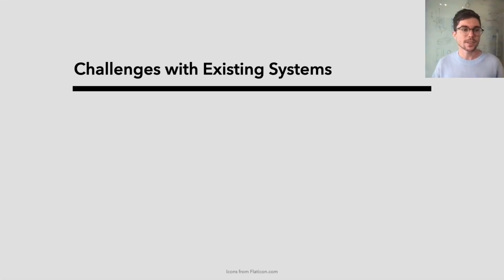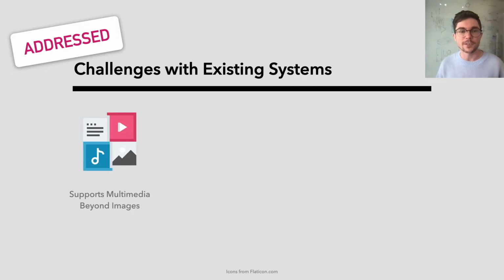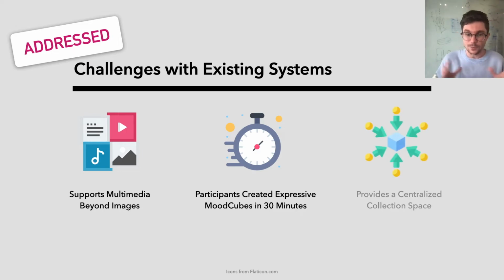And so, with this feedback from participants, we believe we've addressed many of the challenges that traditional systems for collecting inspiration materials face. MoodCubes supports a number of different media types, including images, video, spatial audio, and 3D models. As seen in the 30-minute sessions by participants in our study, MoodCubes also enables the rapid composition of these assets. Meanwhile, the system centralizes the storage of these assets in a unified space to ultimately form a cohesive mood.